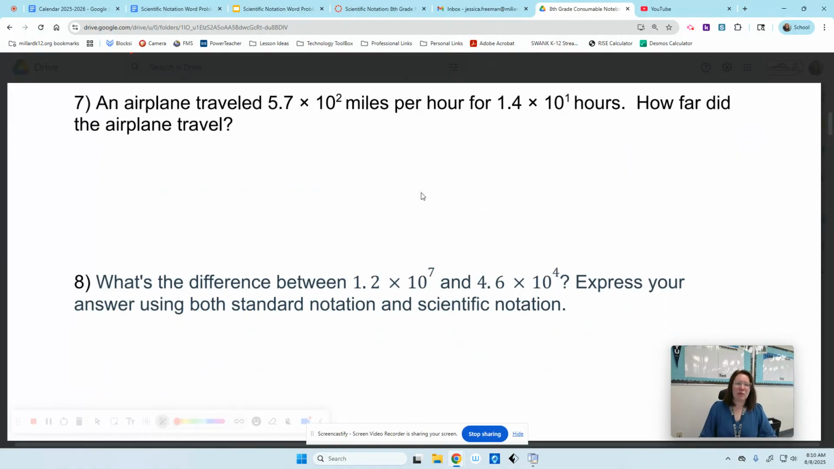An airplane traveled 5.7 times 10 squared miles per hour for 1.4 times 10 to the 1 hours. How far did the airplane travel? That means every single hour, over and over and over again, it traveled that far. So that's repeated addition, which is just multiply.